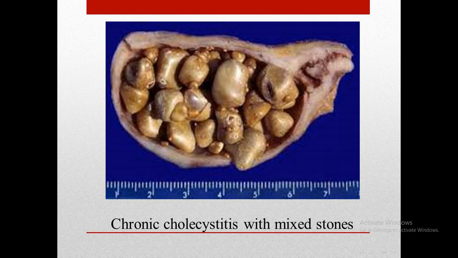Don't forget to comment on the gallbladder itself. It's not a normal gallbladder. It has a thick wall, fibrosis in the wall. So this is chronic calcular cholecystitis. Calcular means there is a stone. This is chronic calcular cholecystitis or chronic cholecystitis with mixed stone.